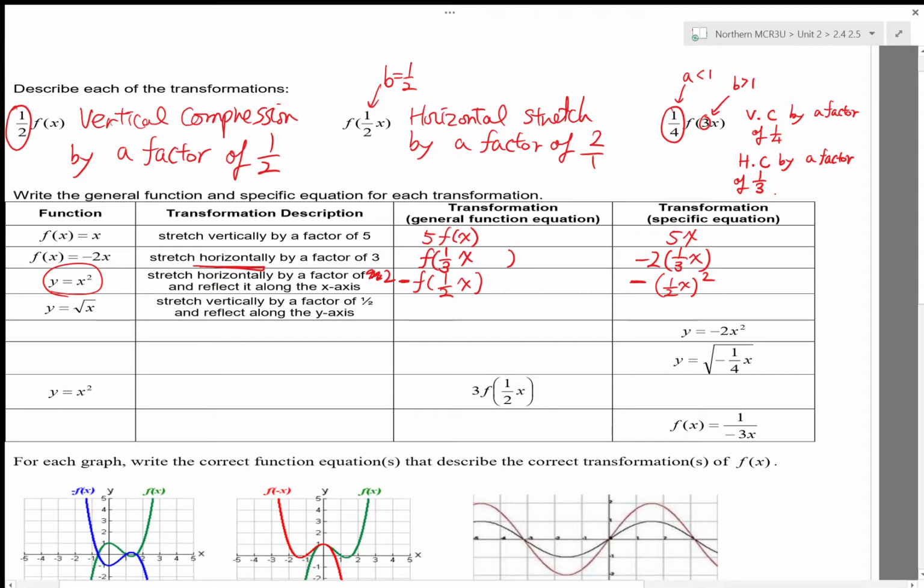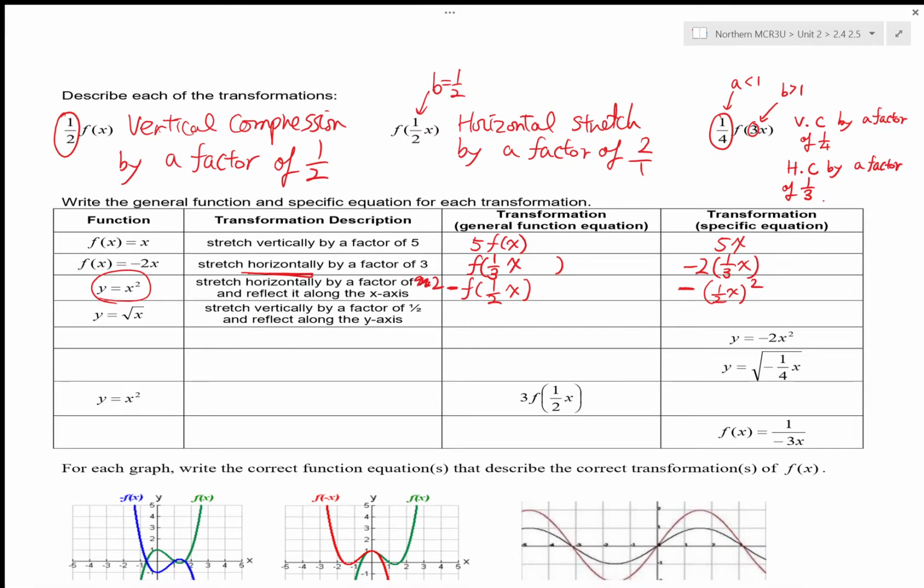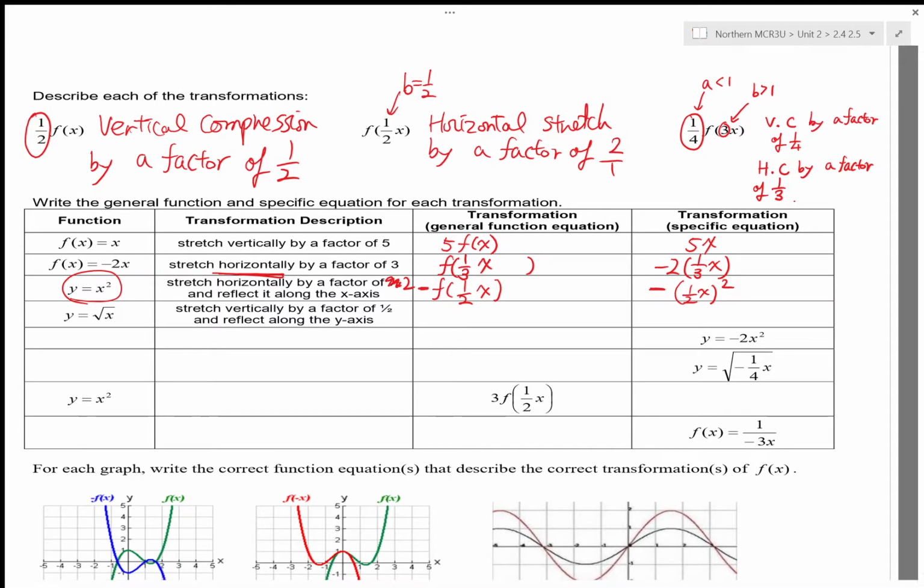Okay. Now then this one. So this one, pretty much the same thing. Stretch vertically by a factor of 1/2. Well, I'm not going to say stretch here. This is also another typo. It is the compression. Okay.